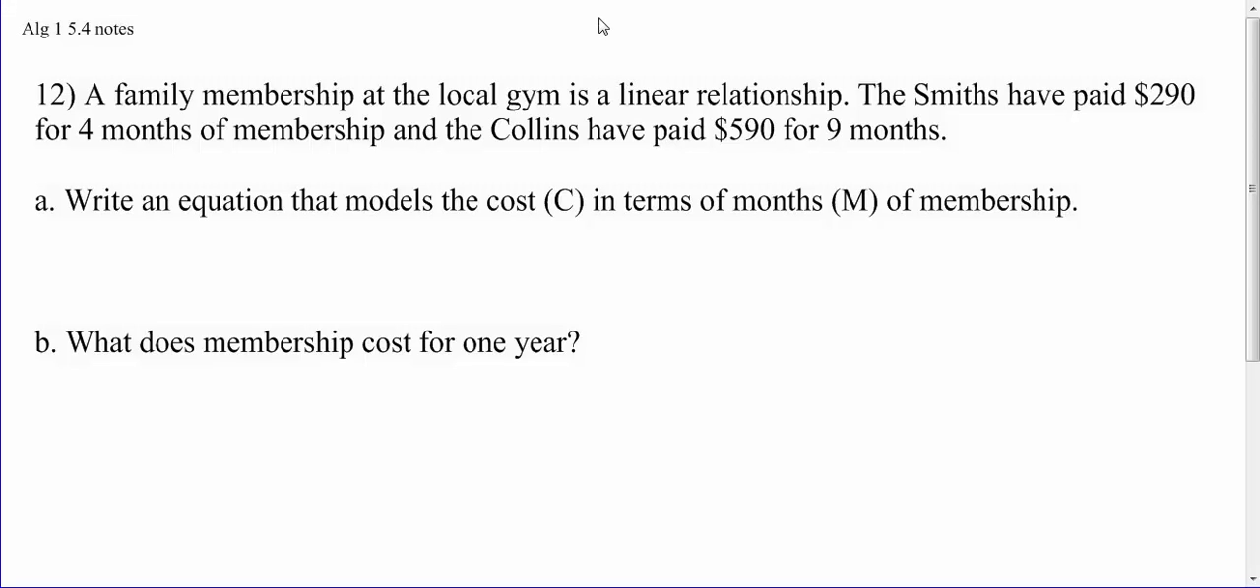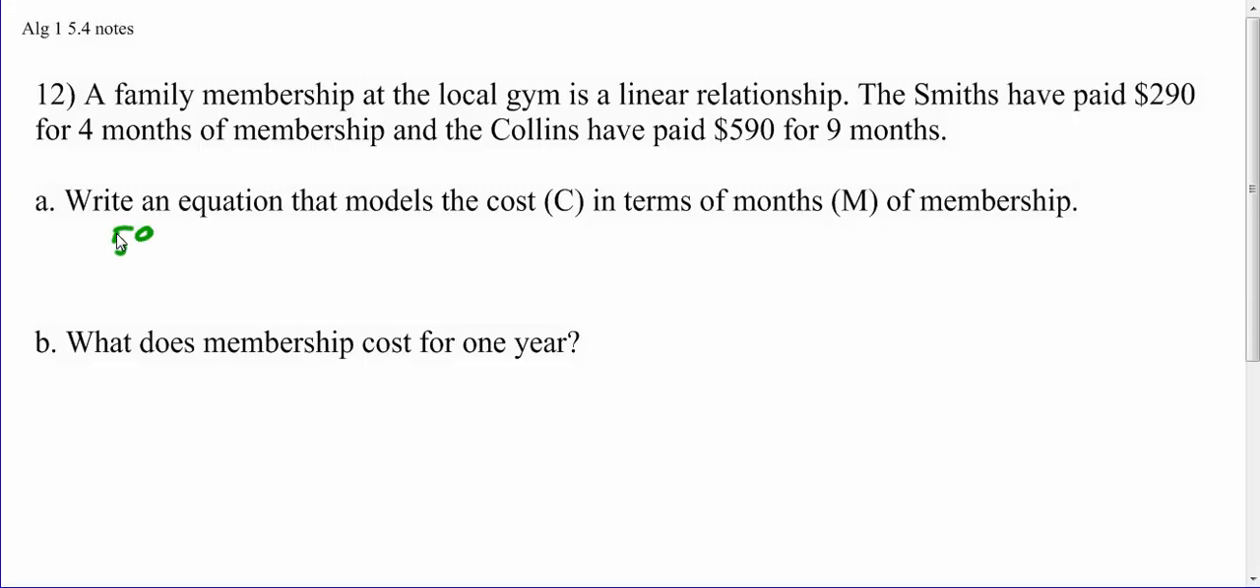All right, let's take a look at a little application problem here. A family membership at the local gym is a linear relationship. The Smiths have paid $290 for 4 months of membership, and the Collins have paid $590 for 9 months. Our first job here is to write an equation that models the cost in terms of number of months. Now, it's kind of a strange question perhaps when you look at it this way, but we've got to find slope. It's really just a point slope problem here.